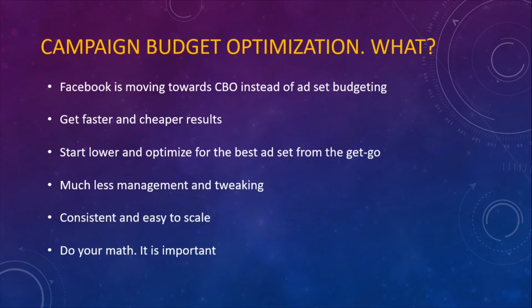This basically allows us to get faster and cheaper results. Faster because we can scale rapidly, and cheaper because it optimizes and puts most of your budget only to the ad set that is performing you the best results at the lowest cost. And as I said, the whole point of this presentation is to start at a lower price, which is $5 Facebook ads, and then optimize for the best ad set right from the get-go. That's the beauty of it. I'm going to explain this whole scenario in a diagram, but just give me a minute.